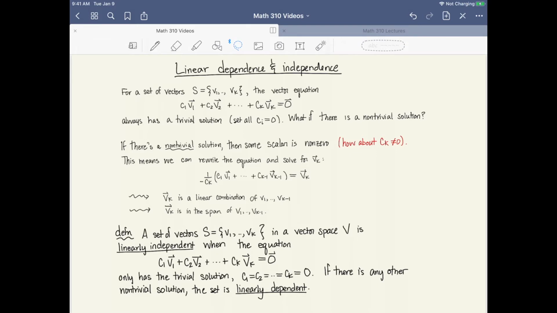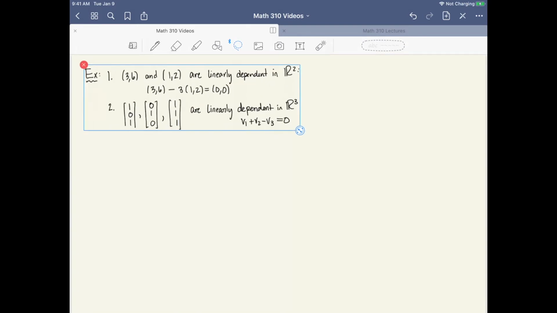So as a real quick example, take the vectors (3, 6) and (1, 2). I'm writing them here in coordinate notation, but these are two vectors in R2. These are linearly dependent. It should be clear that one is a scalar multiple of the other. Of course, you can take (1, 2) and multiply through by 3 to get (3, 6). But in the language of what we have used just now, we can write the linear combination of (3, 6) minus 3 as a scalar times the vector (1, 2), giving us (0, 0). This is the non-trivial solution to the vector equation by setting the scalars to be 1 and minus 3.